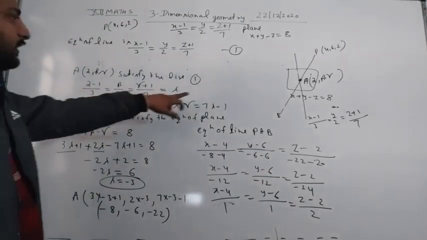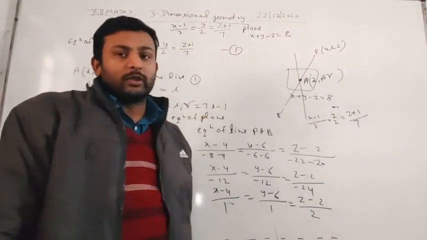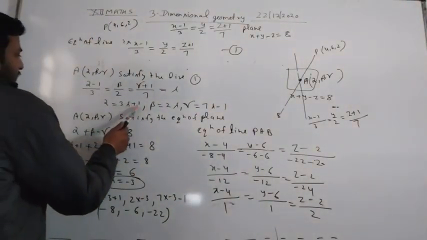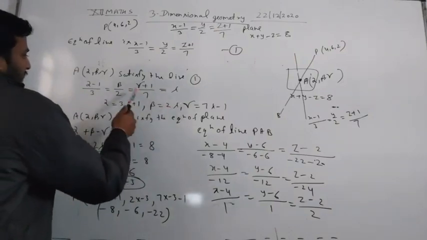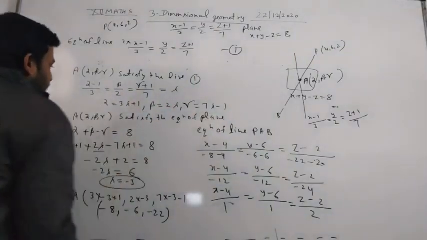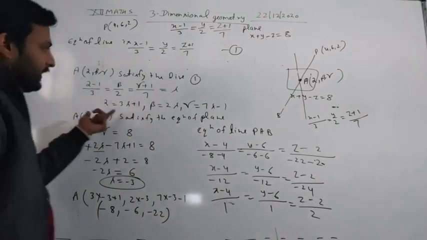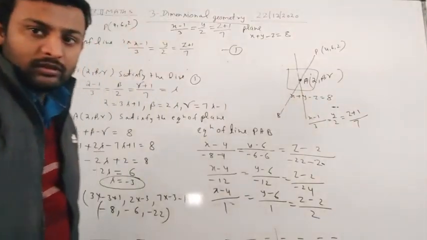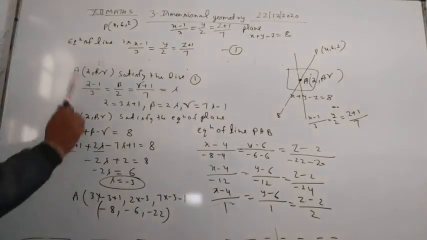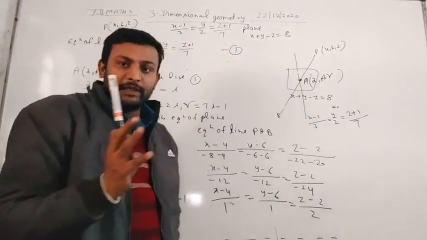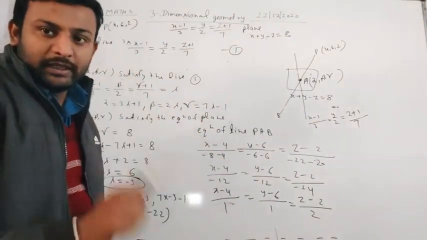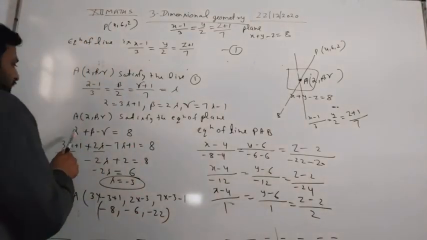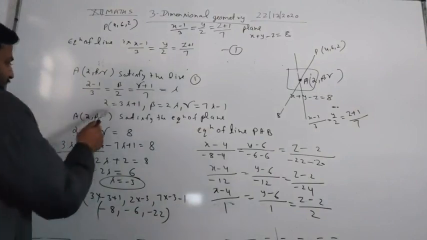Now we take the general point on this line. So it will be alpha, which is 3 lambda plus 1, beta 2 lambda, gamma 7 lambda minus 1. Now this point satisfies the equation of this plane also. Okay, because this is the intersection point of line and plane, it will satisfy the plane also, and the line also. Okay, student.